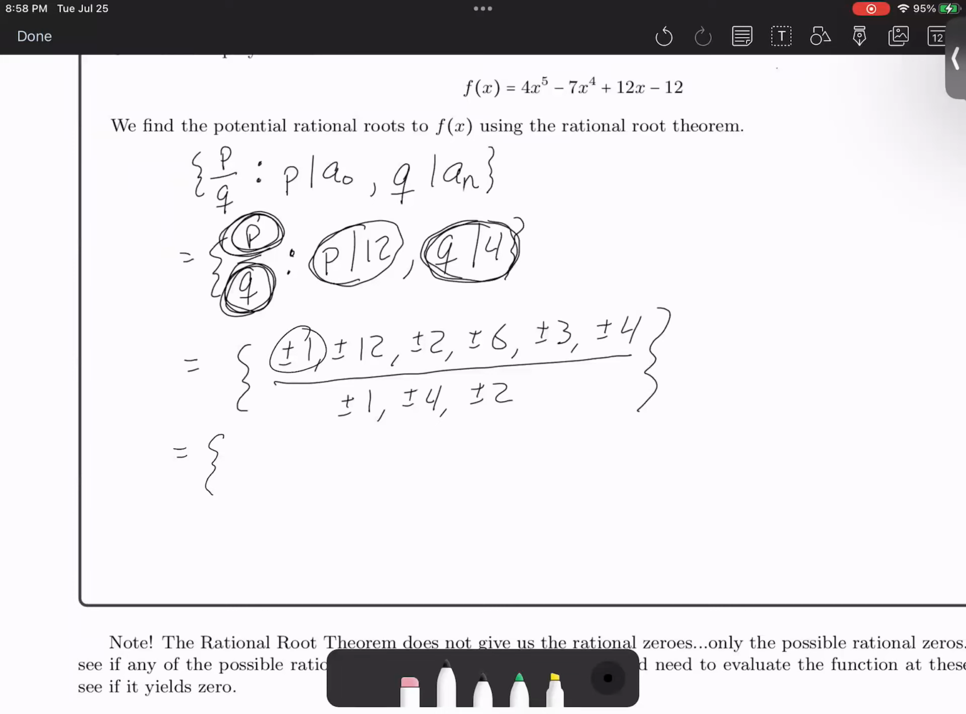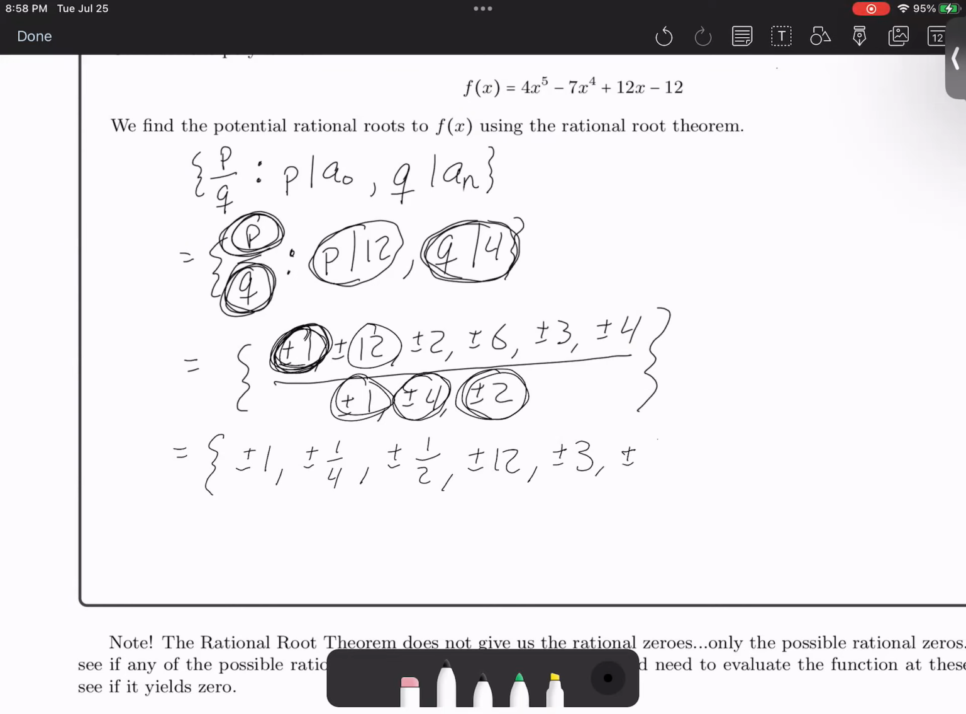You could have plus or minus 1 sitting on top of plus or minus 1. That's plus or minus 1. You could have plus or minus 1 sitting on top of plus or minus 4. That's plus or minus 1/4. Or you could have plus or minus 1 on top of plus or minus 2. That's plus or minus 1/2. And we'll keep doing this. All right, so 12 over 1 is plus or minus 12. 12 over 4 is plus or minus 3. 12 over 2 is plus or minus 6.